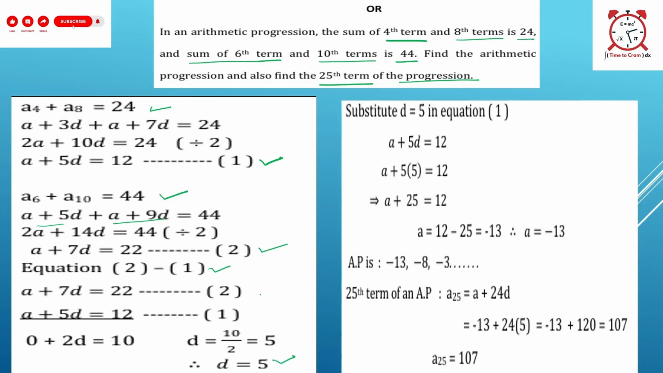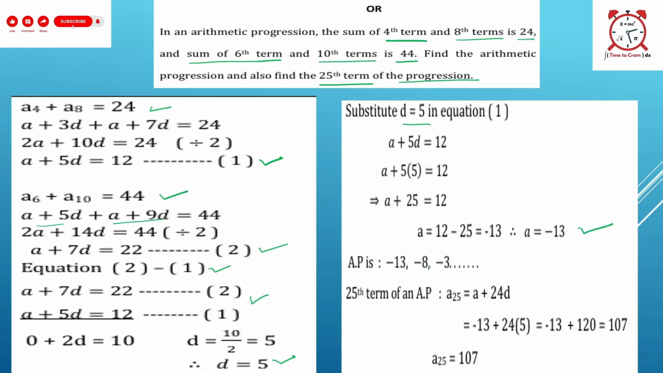Let me make this lesson clear. This is chapter number 5 of our syllabus, and if we use a pair of linear equations in two variables, then we are going through chapter number 3, pair of linear equations in two variables. So simultaneously we are revising and using the concept of chapter number 3 here. Now after finding d, take any equation and substitute the value d equal to 5. Then we will have the value of a equal to minus 13.